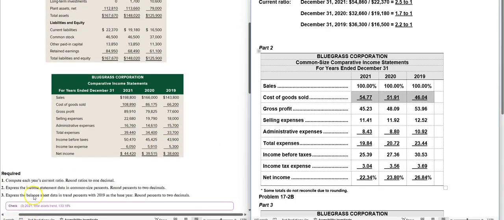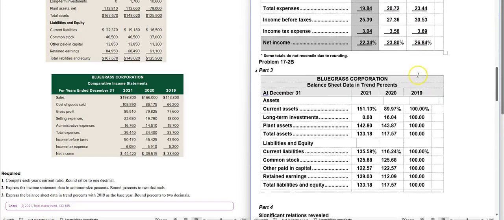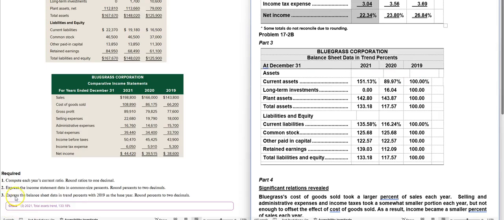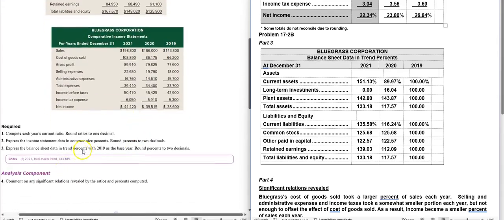Another thing that we can do is horizontal analysis. In the difference between what we just did, vertical analysis, which was analyzing vertically within a year, horizontal analysis is going to analyze across years. So requirement 3 is having us express the balance sheet data in terms of trend percent. So we're going across years horizontally.